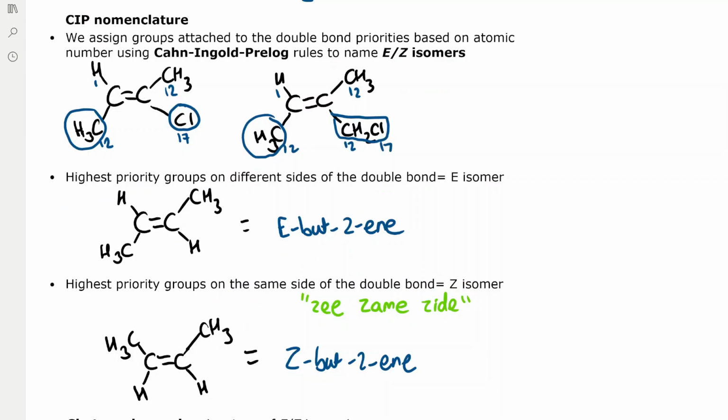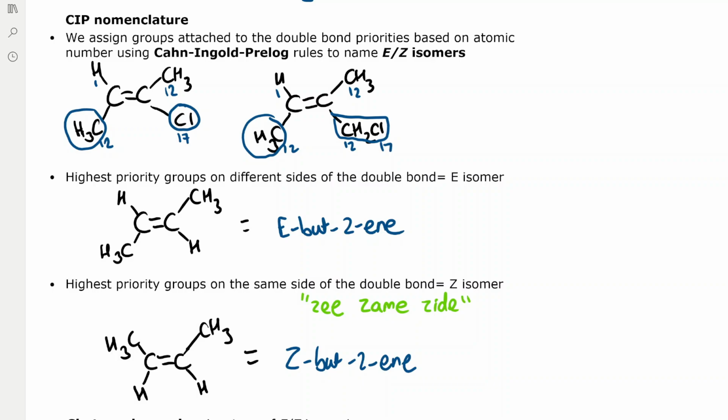And CIP nomenclature. So we assign groups attached to the double bond priorities based on atomic number using the Cahn-Ingold-Prelog rules to name EZ isomers and also cis-trans isomerism. What the Cahn-Ingold-Prelog rules say is that we must identify the atomic numbers of the first atoms attached to the carbon atoms in the double bond first.